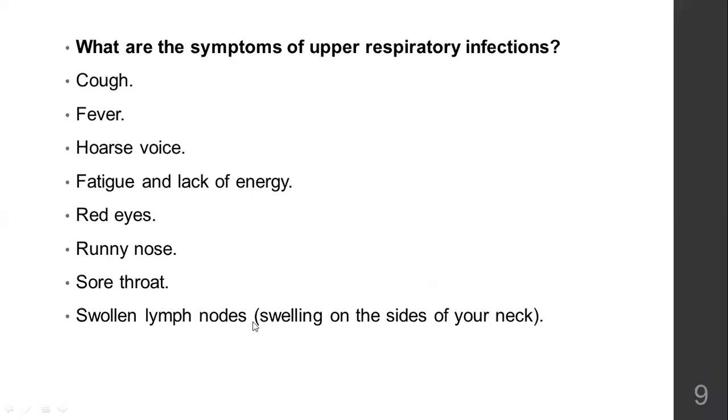So, what are the symptoms of upper respiratory tract infection? More or less, it is very similar for flu, influenza, and the regular common cold: cough, fever, hoarse voice, fatigue, lack of energy, red eyes, runny nose, sore throat, swollen lymph nodes. If the infection has passed through the lymph nodes, you will find swelling on the sides of your neck. In case of mumps as well, you will find the same kind of swelling.